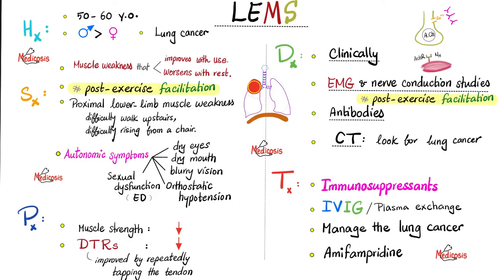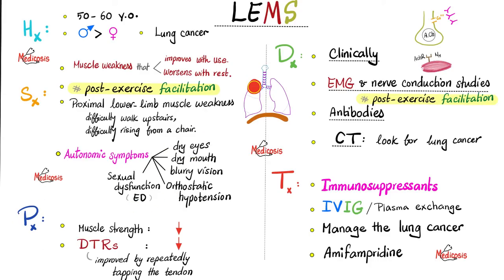Lambert-Eaton Myasthenic Syndrome in 1 minute. Your typical patient is a 50 to 60-year-old male with small cell lung cancer, with muscle weakness that improves with exercise. We call this post-exercise facilitation. Proximal muscle weakness is more common. Lower limb weakness is more common than the upper limb. Autonomic symptoms can happen, including dry eye, dry mouth, orthostasis, and sexual dysfunction.